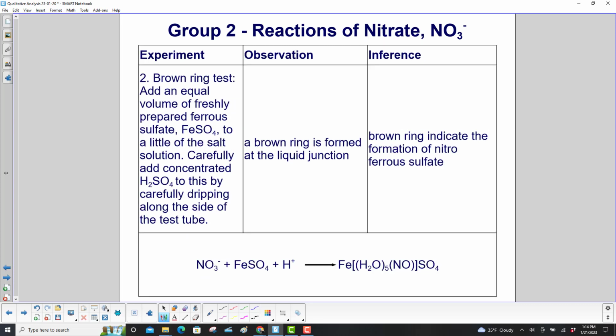2. Brown ring test. Add an equal volume of freshly prepared ferrous sulfate to a little of the salt solution. Carefully add concentrated sulfuric acid to this by carefully dripping along the side of the test tube. Observation, a brown ring is formed at the liquid junction. Inference, brown ring indicates the formation of nitroferrous sulfate.